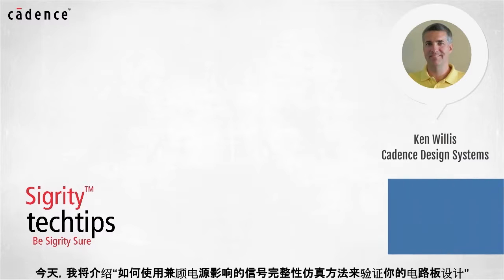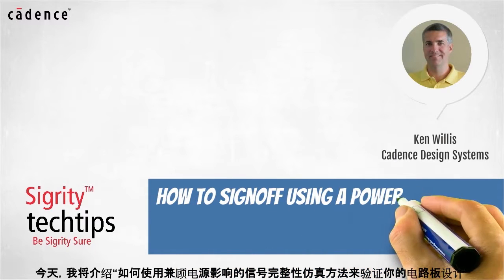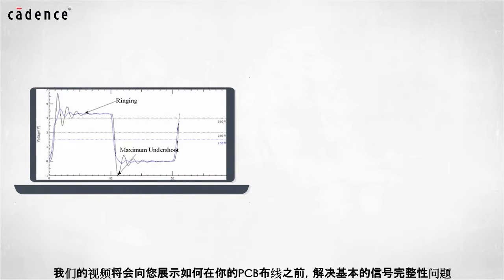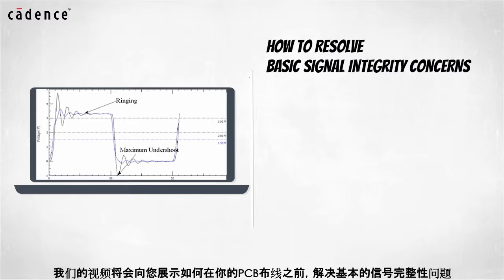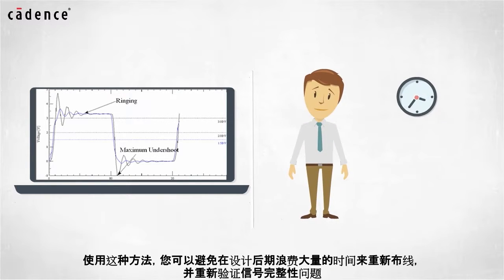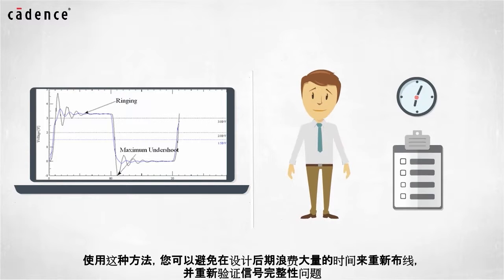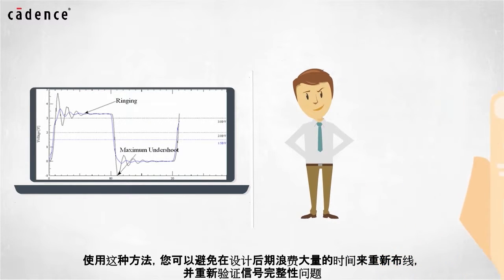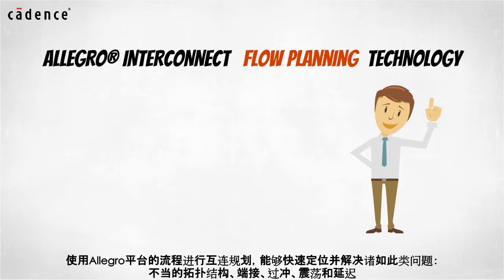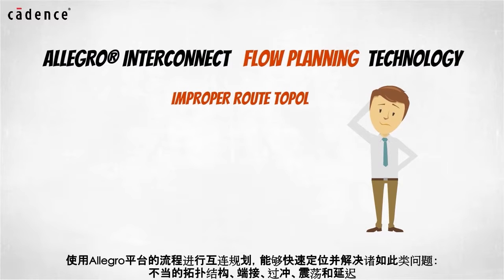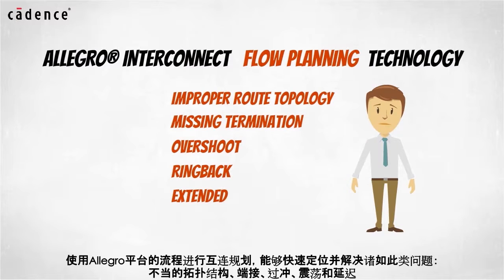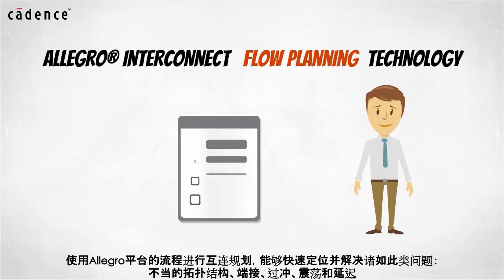Today we bring you another installment of how to sign off your designs using a power-aware signal integrity methodology. Our video today will show you how to resolve basic signal integrity concerns before your PCB is even routed. Using this methodology, you can avoid wasting hours of rerouting a PCB late in the design cycle and having to re-verify signal integrity. Using the Allegro interconnect flow planning technology, issues such as improper route topology, missing termination, overshoot, ringback, and extended settling delays can be quickly identified and resolved.